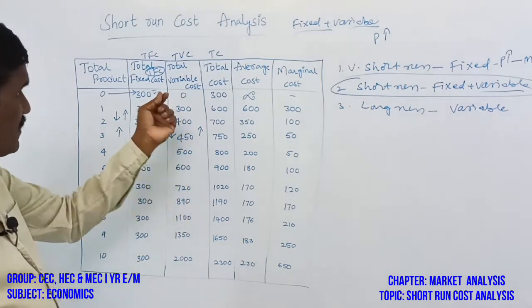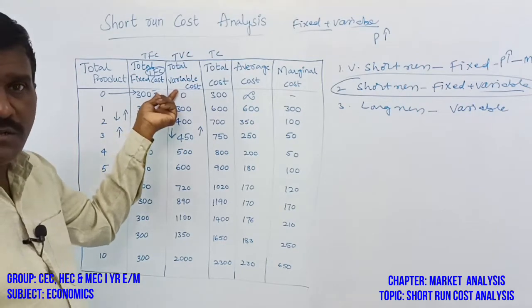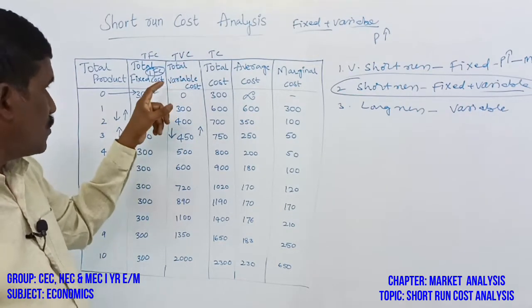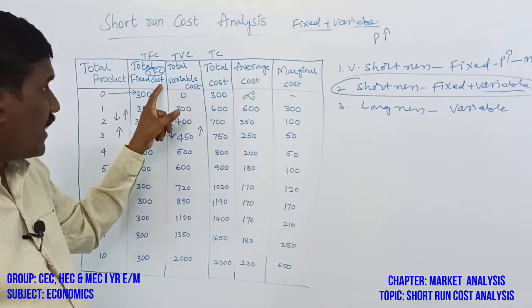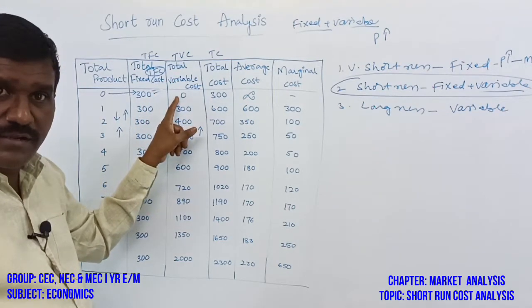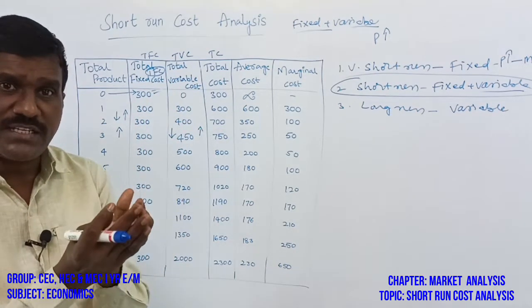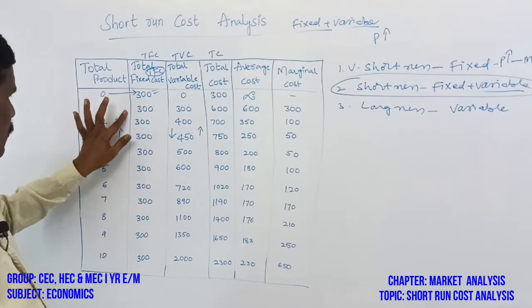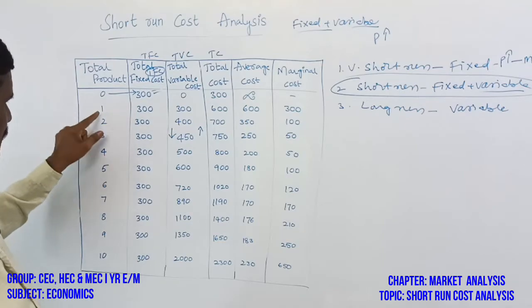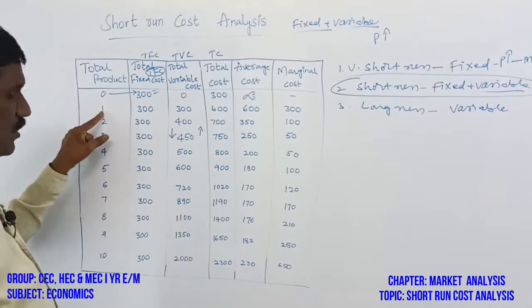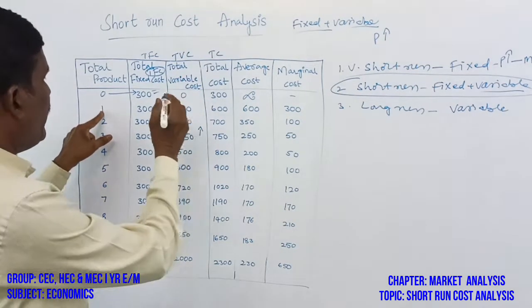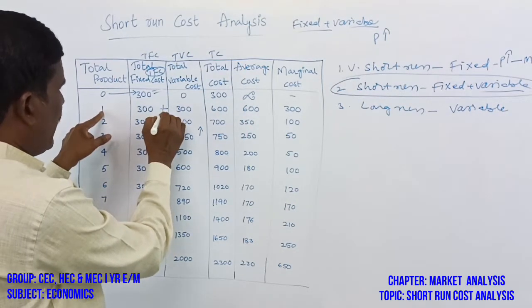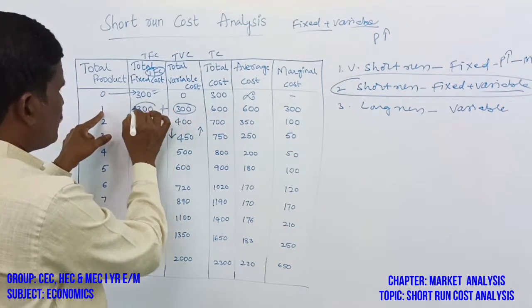Which factor is needed to increase the production? Both are required: total fixed cost and total variable cost. By using these two, we can get some production. If you want to produce a good, we need fixed cost and variable cost.